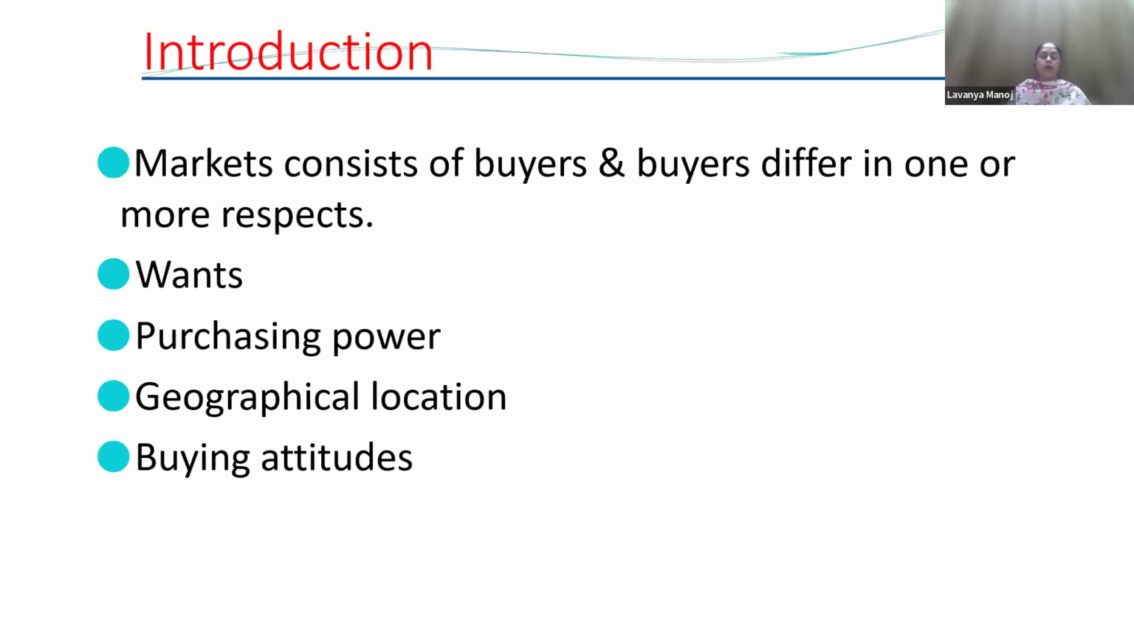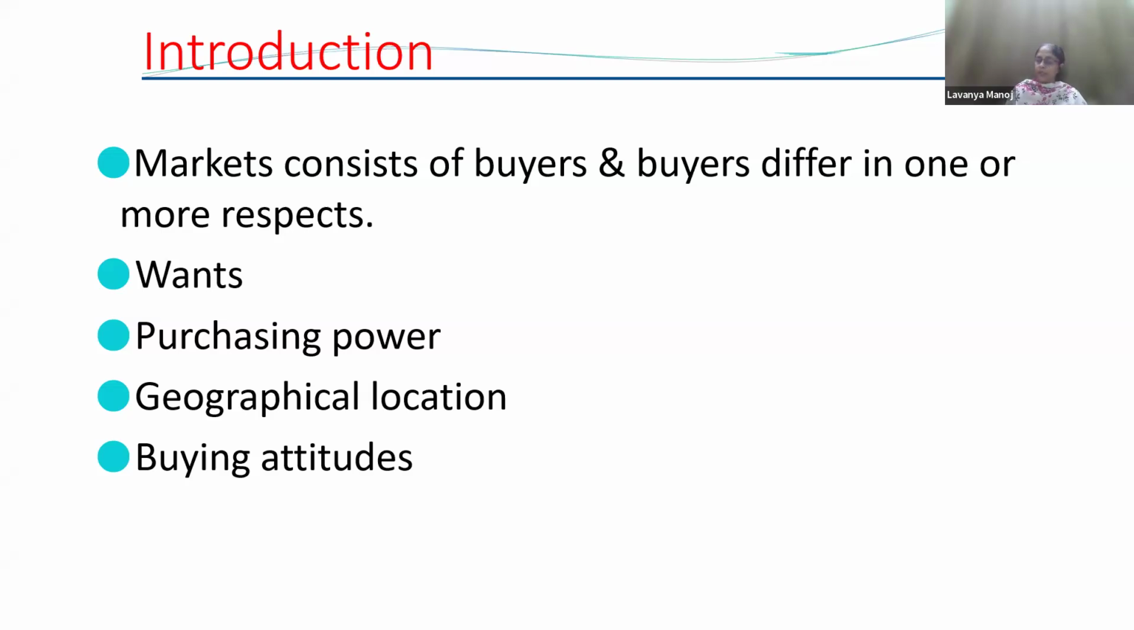Market segmentation. How do you go about segmenting a market? A market consists of buyers, and buyers differ in one or more respects. That is wants. As I said, need, want. A want is something, whatever the product price may be, that is a need for the consumer. Then purchasing power, according to the income level; geographical location, that is where the customer is located; and buying attitudes.